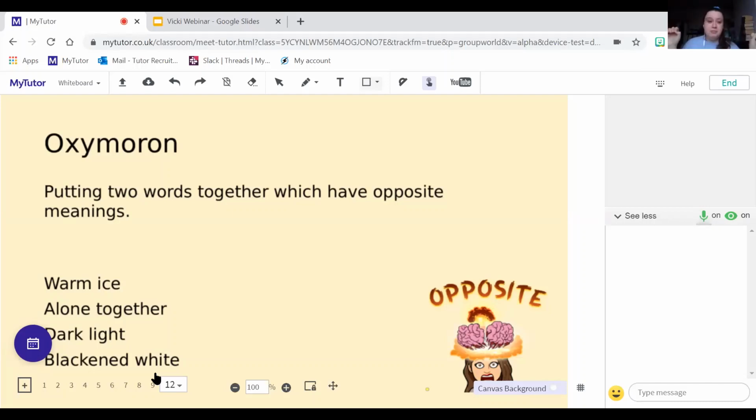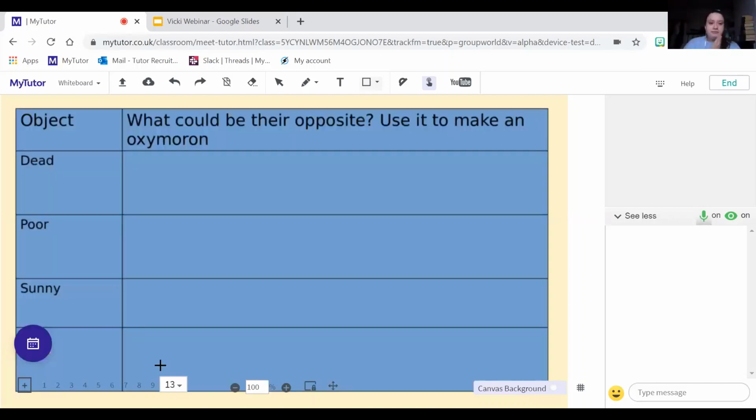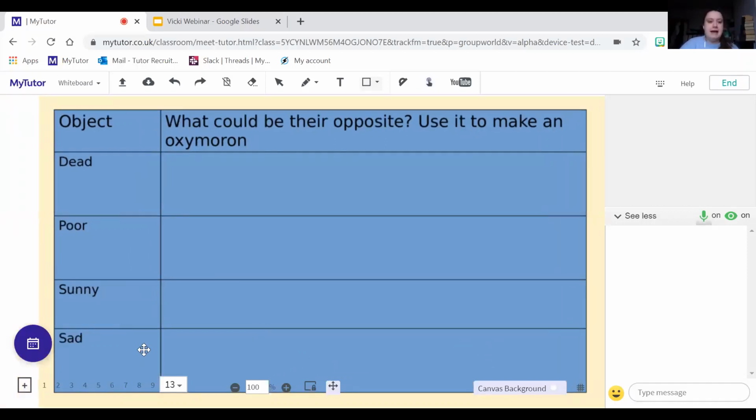Juxtaposition is much bigger. Right, okay, so about a minute or so then, can you think of an opposite that we could use for these words? So the one at the bottom there, hidden, is sad. So can you come up with some opposites that we could use to make an oxymoron for me, please?